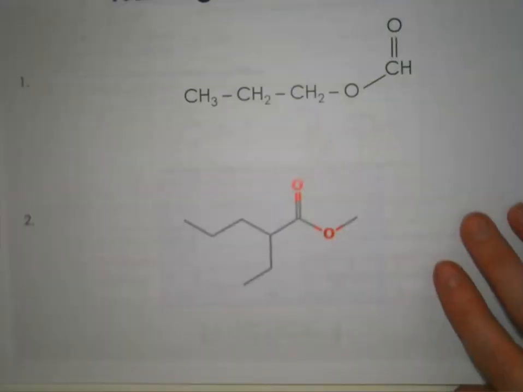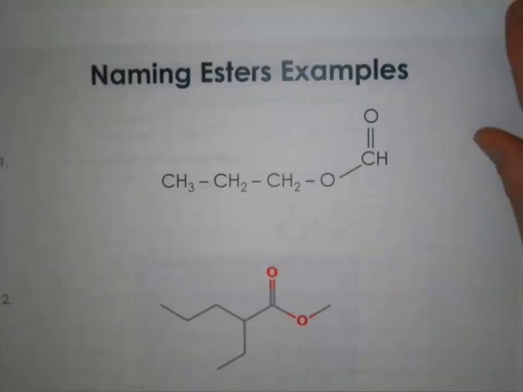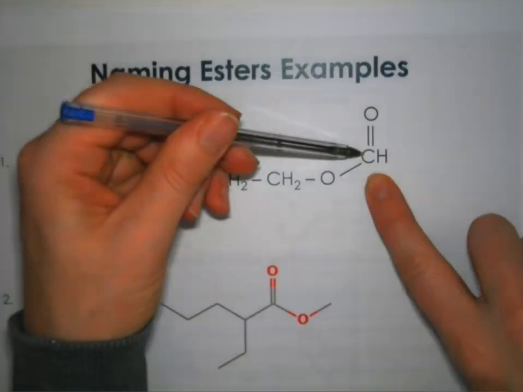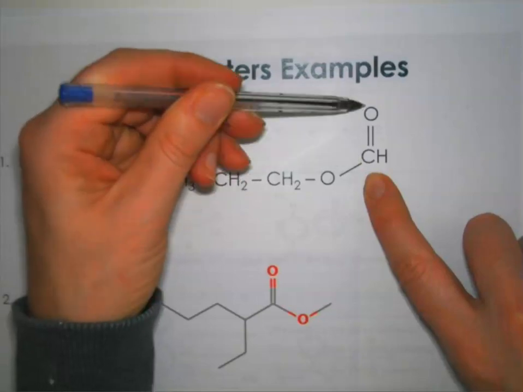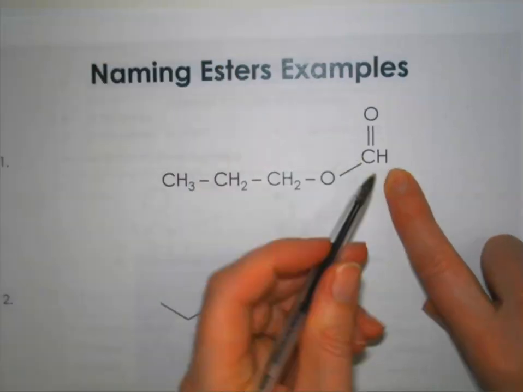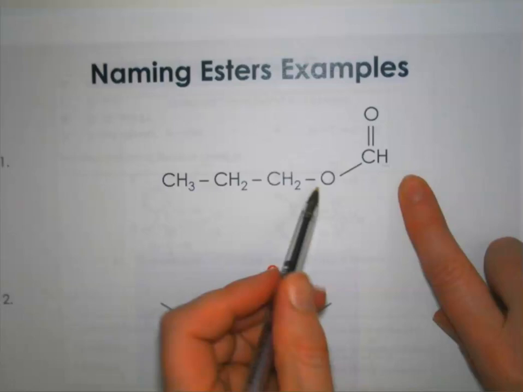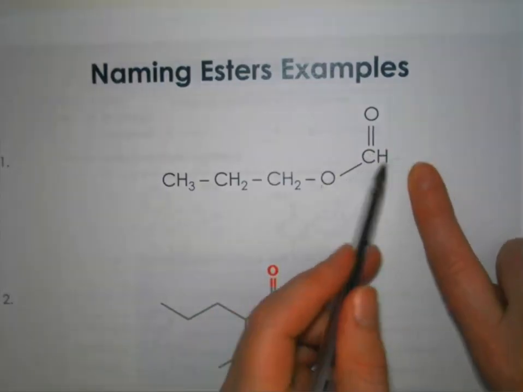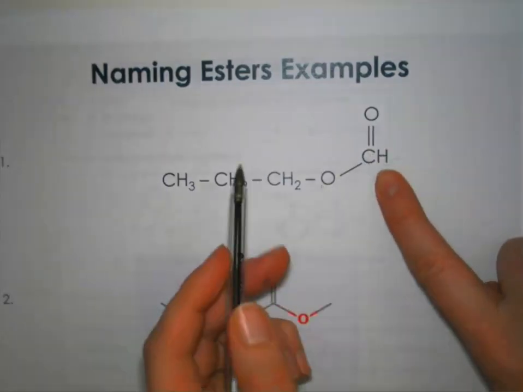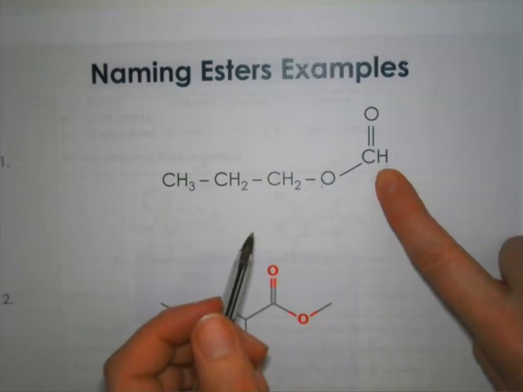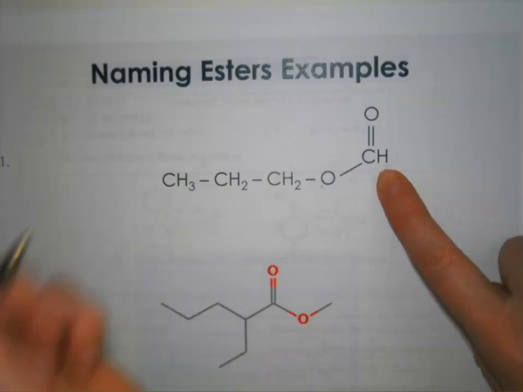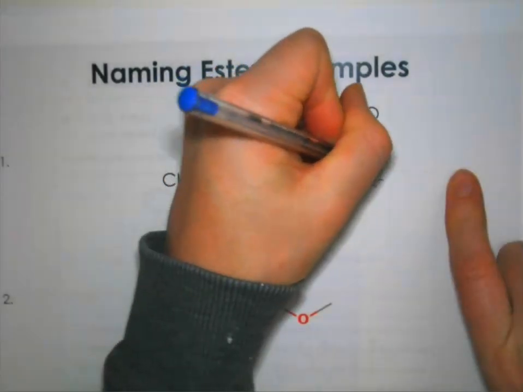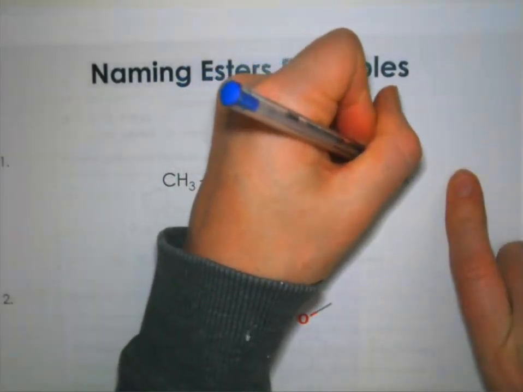Okay, let's try a couple more examples here. So naming the examples, we have a carbon here with a double bonded oxygen, and then off of that carbon, not going to the single bonded oxygen, all we have is a hydrogen. So this is just a single carbon group that would have come from the acid component. So that would be methanoic acid.